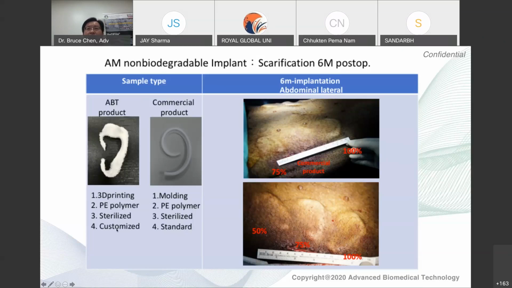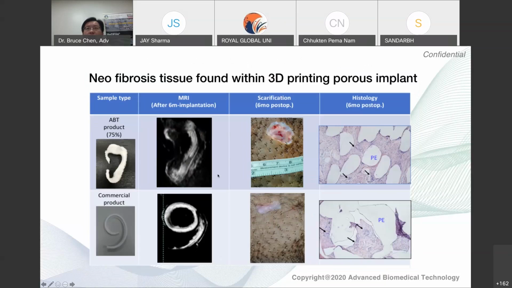It's a very, very interesting comparison because we try to know more, not only for a traditional medical device development cycle. We try to reinvent the cycle for us. As you can see, after 6 months of implantation, in our MRI model the structure is still the same. It's not deformed as compared to the commercial product.